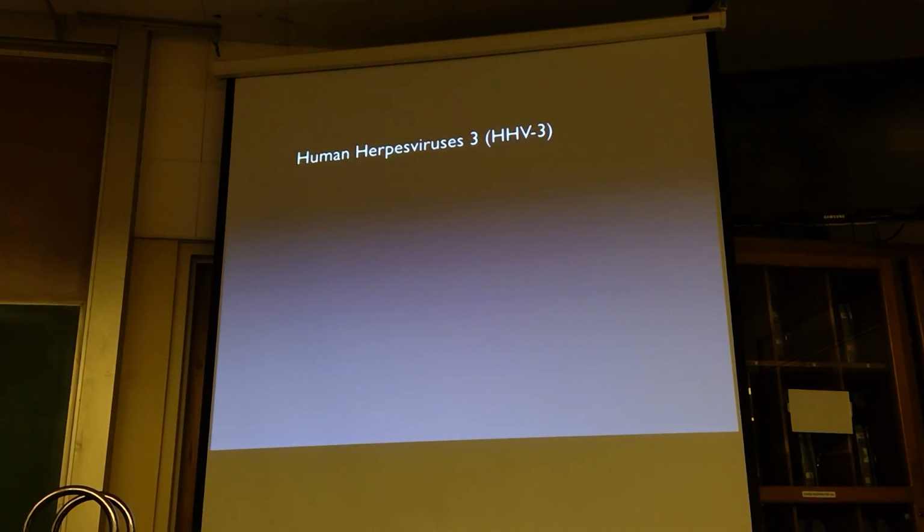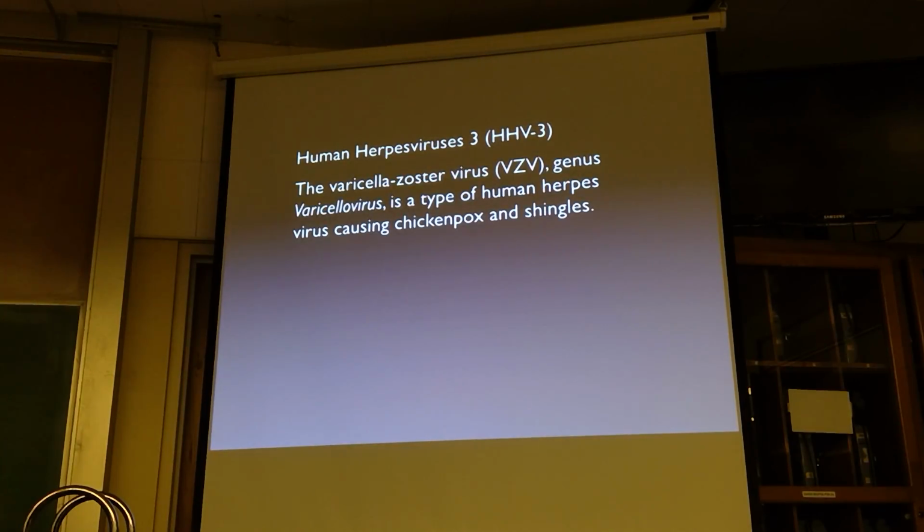Now, another human herpes virus type is human herpes virus 3. Human herpes virus 3 is also called the varicella zoster virus, and it's more commonly referred to that way. Varicella is chickenpox and zoster is shingles. So this is the virus that causes both chickenpox and shingles. And again, it's a human herpes virus, so once you've been infected with it, you keep that virus throughout your life.